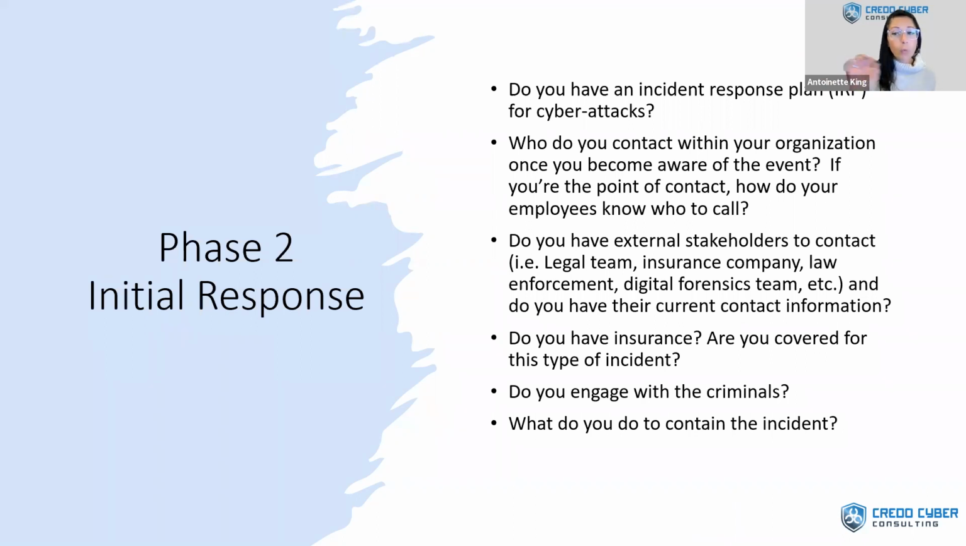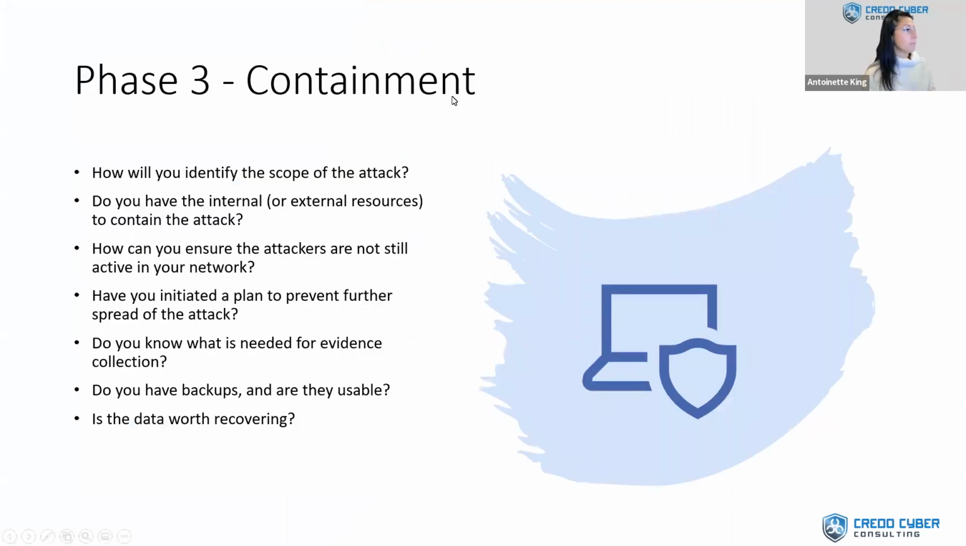And this next one is really important and it's going to lead us into the next phase: what do you do to contain the incident? Everybody's in an emergency when something like this happens, and everybody's knee-jerk response is to unplug everything, unplug it from the wall, unplug it from the network. That might not be the best thing to do. If you are covered and have the capacity to do digital forensics to investigate something like this, then if you unplug a computer or power it down, you might lose really valuable evidence of the event. So that might not be the right thing to do. That leads us into the next phase, containment.